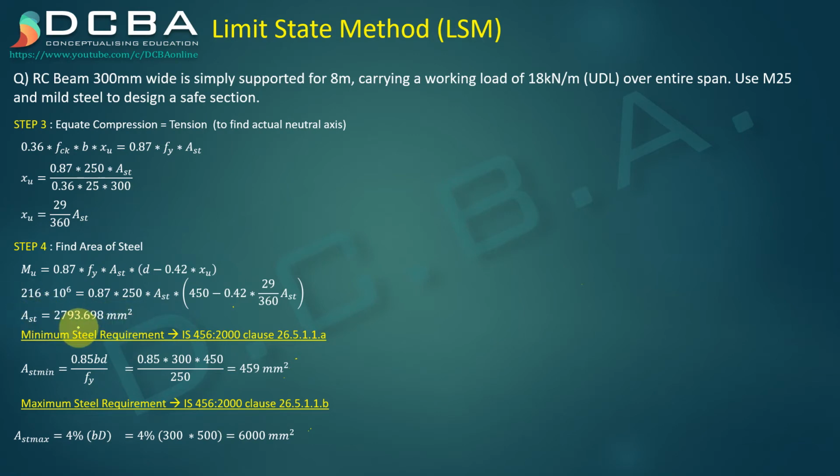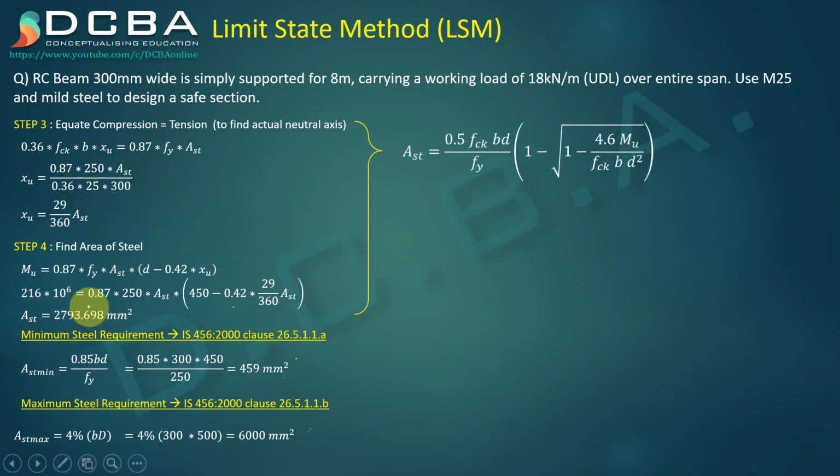This AST what we have found, there is a shortcut to find this AST. That is this formula, this big formula that you are seeing. AST is 0.5 FCK BD upon Fy into 1 minus root of 1 minus 4.6 Mu upon FCK BD square. I know when students see this formula for the first time, they are like, how big a formula is this and how do we remember it?